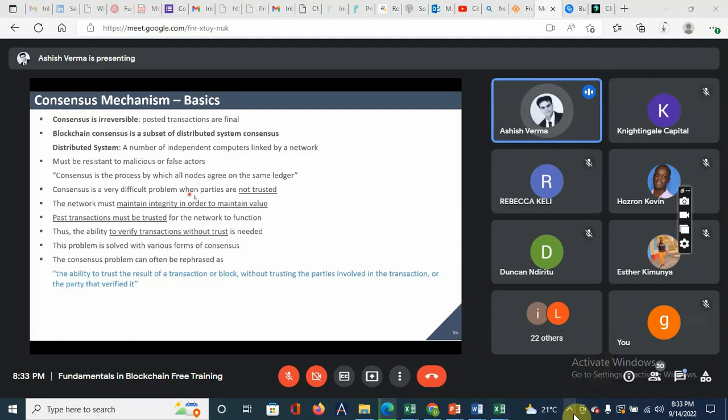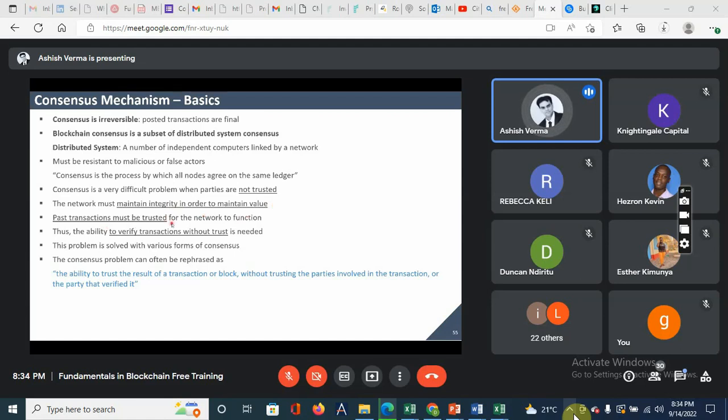And consensus is a very difficult problem when parties are not trusted. If trusted parties are there, then we don't have to do this consensus. But in an ideal practical world, that's not the case. The network must maintain integrity in order to maintain value. Integrity in the sense we talk about that 51% majority. Let's say there is a guy who holds 60% of the power, and then he can do anything. If he wants to put a false transaction into the system, he can put the false transaction, right? But we have to make sure that the system integrity is maintained and it remains completely decentralized, so that one entity does not hold any power more than 51%.